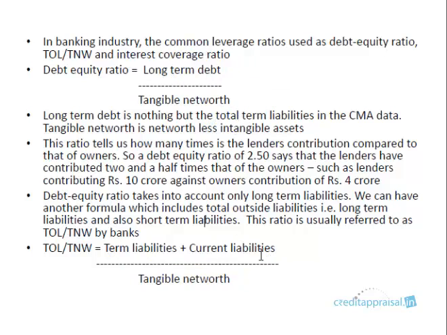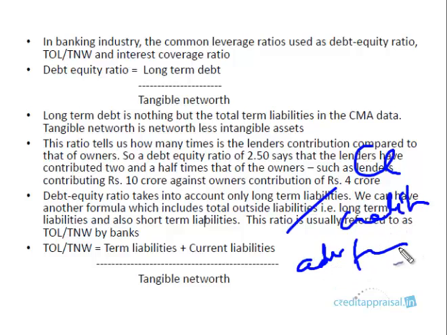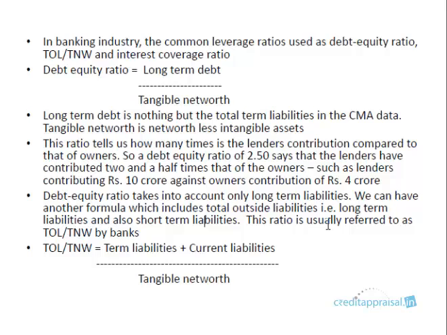So what are current liabilities? It includes your bank CC, your creditors, your advances from customers. All these short-term liabilities will come in TOL by TNW. This again varies from bank to bank. Say for example 5:1 or 6:1, it depends on the bank. Some banks might have 4:1. It depends on bank to bank.